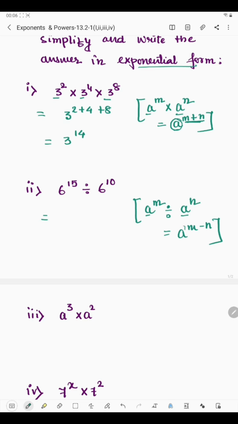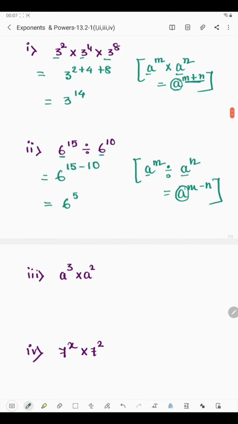Okay, so we'll write the base at first. We'll write 6 here, as 6 is the base, and powers will be subtracted. So 15 minus 10. So what will be? 6 is raised to the power 5, because 15 minus 10 is 5.